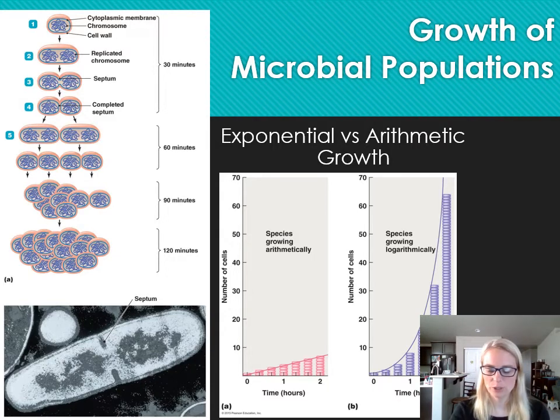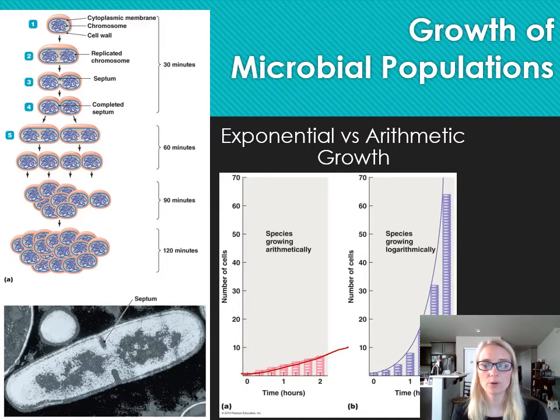I know my head picture is kind of blocking off part of that graph, but to compare exponential with arithmetic, arithmetic growth is you add one every generation. So 1 plus 1 is 2, 2 plus 1 is 3, 3 plus 1 is 4, 4 plus 1 is 5. And so your slope kind of goes like this, just a regular line slope going that way.